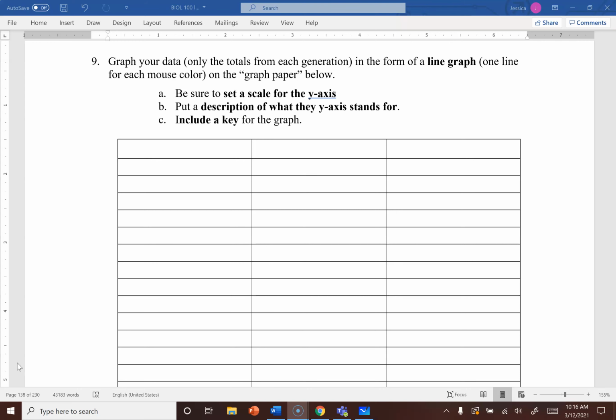You need to set a proper scale so that all of your data fits. Then you need to give us a description for what the y-axis stands for. The y-axis stands for the number of mice at the start of the population. I'm sorry, the number of mice at the start of the round. To begin graphing this, you also need to include a key. This is especially important if you don't have all of the colors at home, and if you don't, that's okay, but you do need to somehow indicate the different colors on your graph.